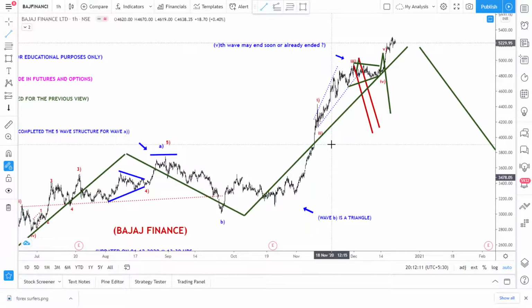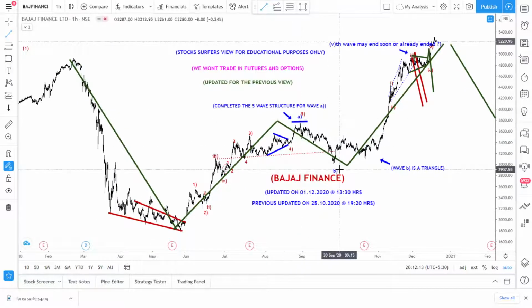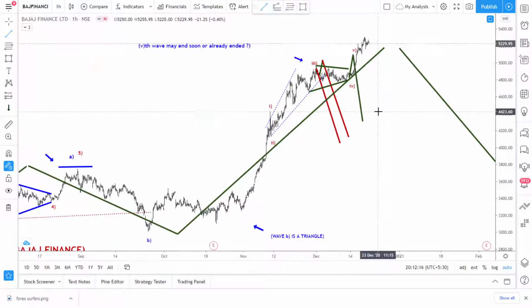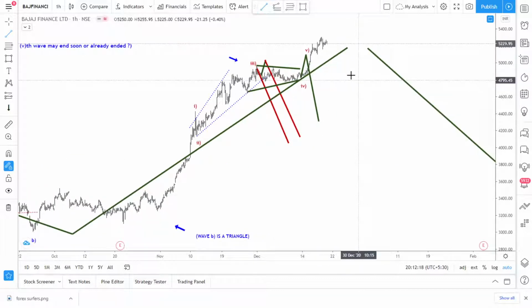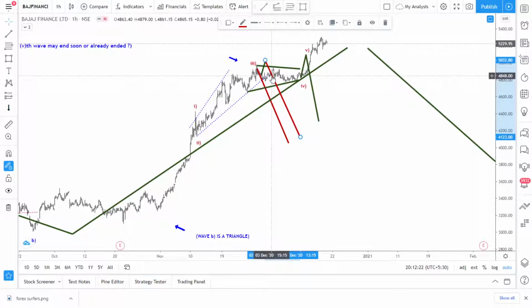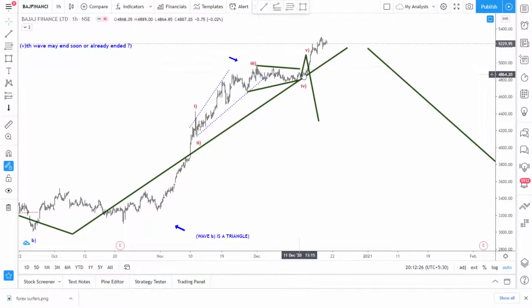So Bajaj Finance also, A is completed, B is also completed. Now we are in that fourth wave, and the fifth wave it also did. So I expected this triangle, it's already done. Once again, yeah, 1, 2, 3, 4, and 5 is also completed.